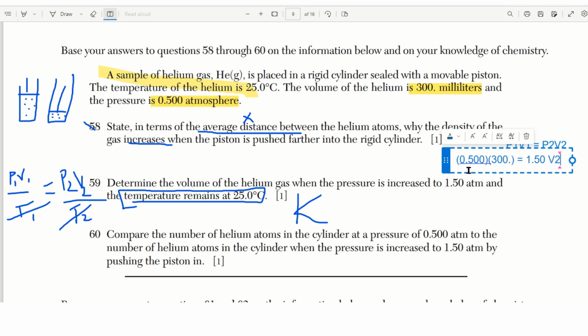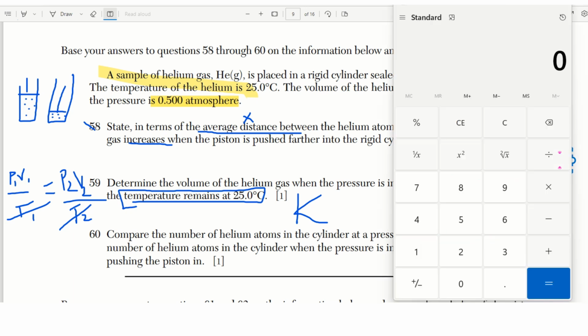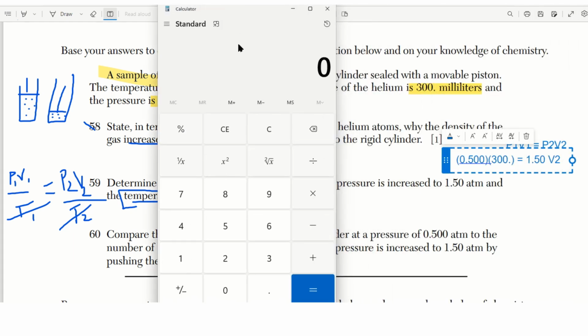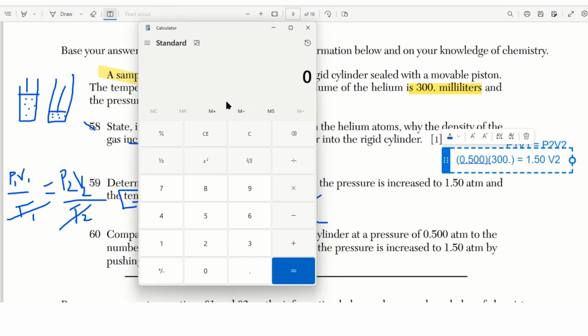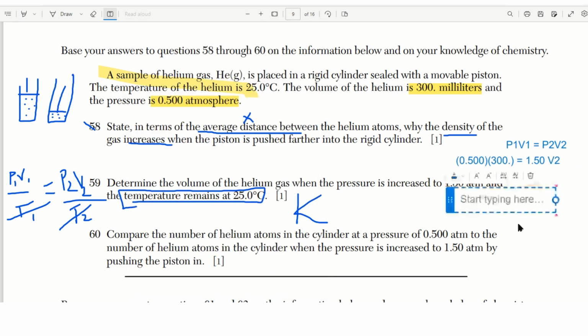All right, multiply these two together. So you're going to do 0.5 times 300. That's half of 300. Should be 150. Oops. I guess I didn't put it right. 0.5 times 300. I guess if I do 0 plus 300, that is 300. And I was right. So it is 150 on that side equals 1.50 times V2.